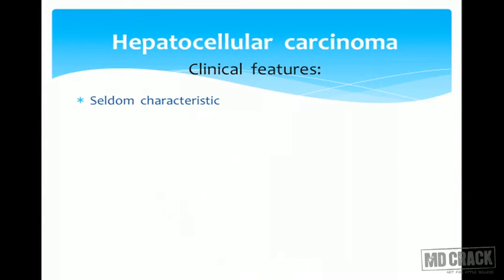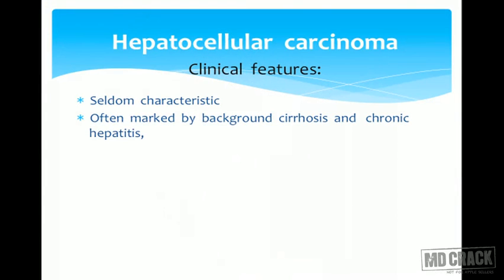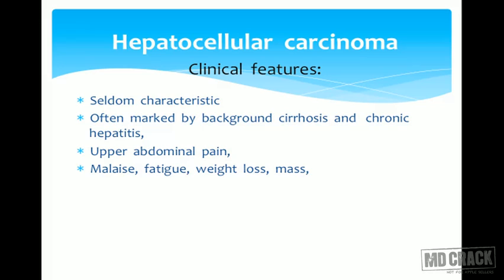So, clinical features of hepatocellular carcinomas. Sometimes it could be non-characteristic. Sometimes the patient can have a marked background of cirrhosis and chronic hepatitis. The patient can come with upper abdominal pain, malaise and fatigue. Most of the time they will have associated weight loss, and a mass can be palpated sometimes if the tumor is located near the surface.